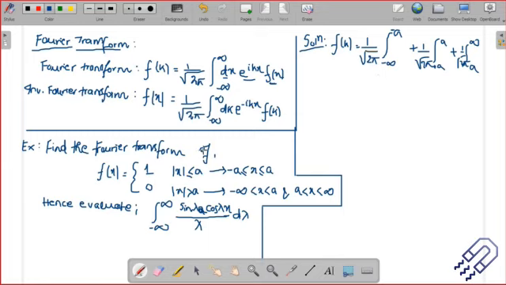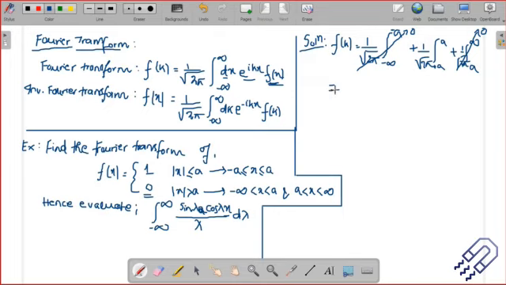From minus infinity to minus a, the function is 0, right? The function is 0. So this term will actually become 0. And from a to infinity, again the function f of x is 0, and we do have an f of x in the Fourier transform. So that means this term will also become 0. So whatever we are left with is to evaluate what is within minus a and plus a.